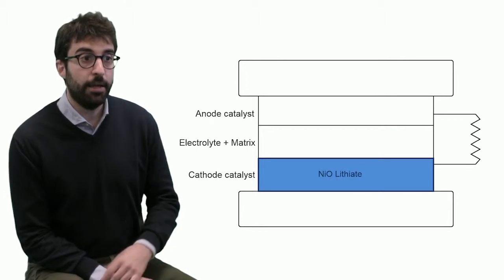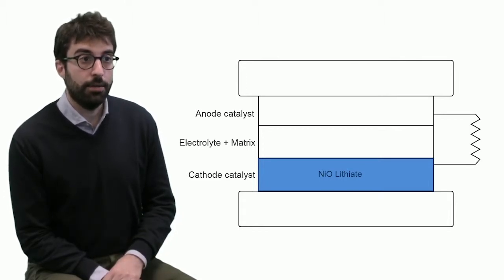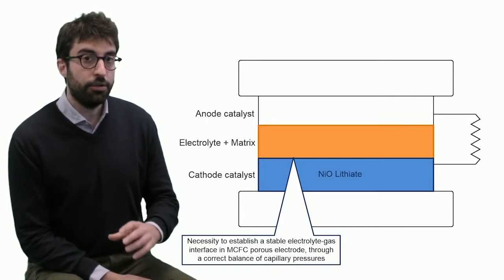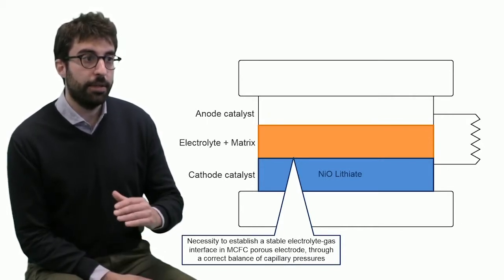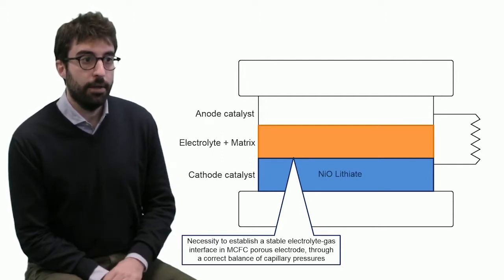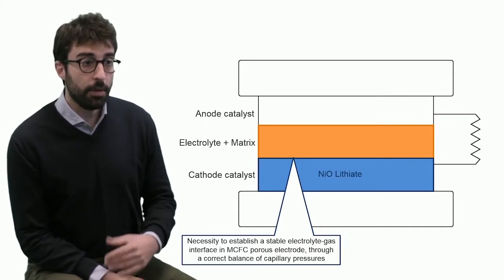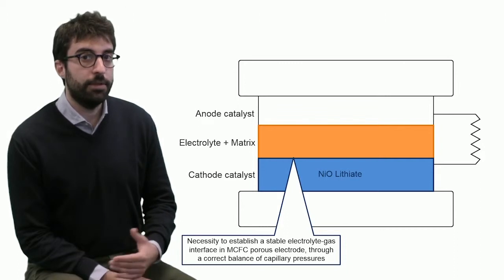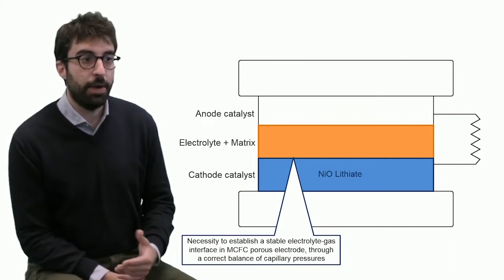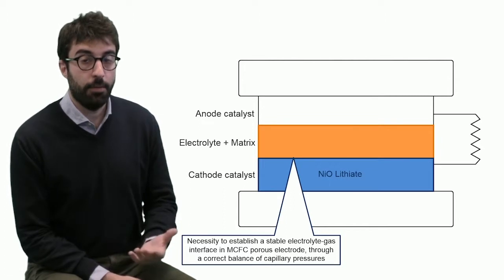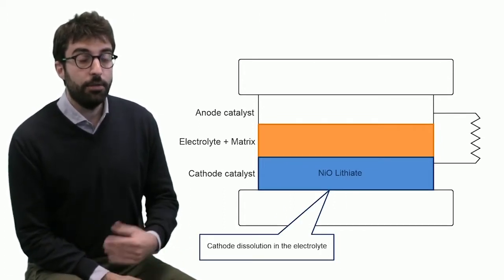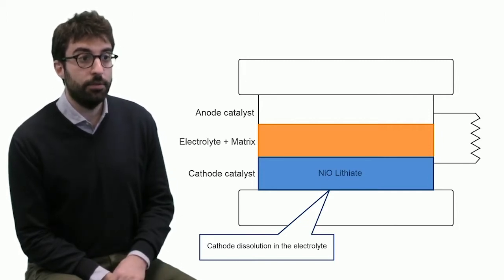If we look at the cathode side, usually we use lithiated nickel oxide as material, but the issue of the cathode is the barrier between the cathode and the electrolyte. So it's important to establish a stable electrolyte-gas interface with a porous electrode. What is important is to design the electrode to correctly balance the pressures of the reactants, in this case oxygen and carbon dioxide. We also need to prevent the cathode dissolution in the electrolyte.